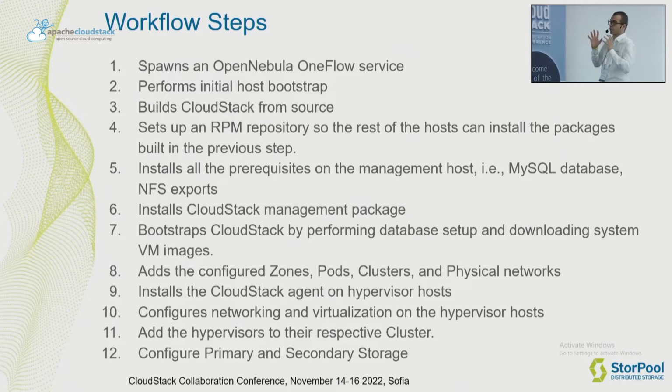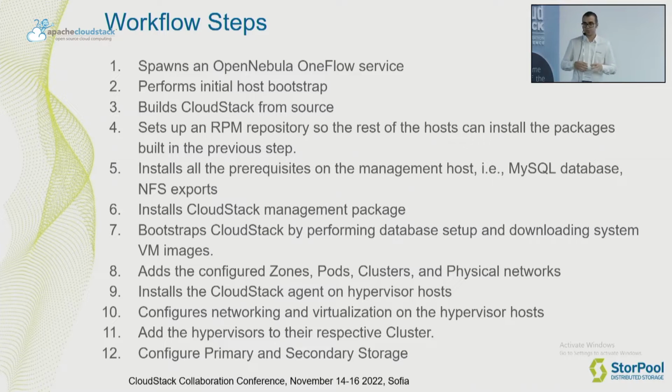So this is how the whole thing works, now broken down into individual steps. The first step is we spawn a OneFlow service. This basically tells OpenNebula, the cloud, okay, I want instances, I want networks connecting them. Then we perform an initial host bootstrap, which is basically disabling the firewall or doing a yum update, stuff like that. That's common to all the hosts. Then we build CloudStack from source, because we have to. Then we set up an RPM repository on the host that is going to be the management host.